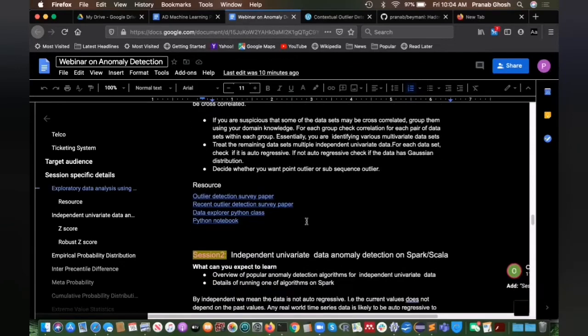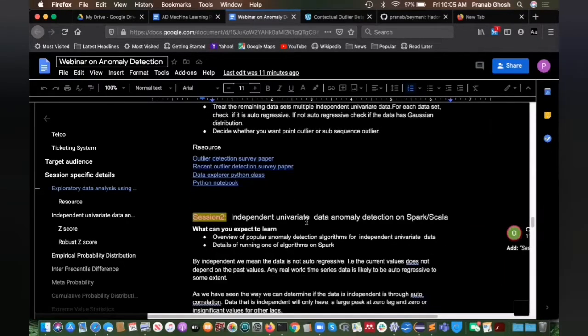I also compiled all the resources that I referred to in this list here. So there's an outlier detection survey paper, and then there's a more recent outlier detection survey paper, and then a link to the Data Explorer Python class that we used last time, which is in my GitHub repo. And then the Python notebook that we used last time for experimenting with data and exploring data is also in my GitHub repo. So now off to today's topic.